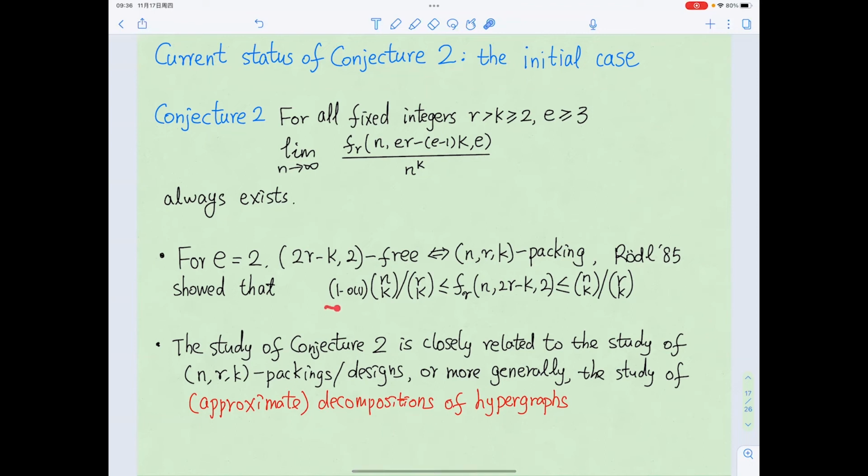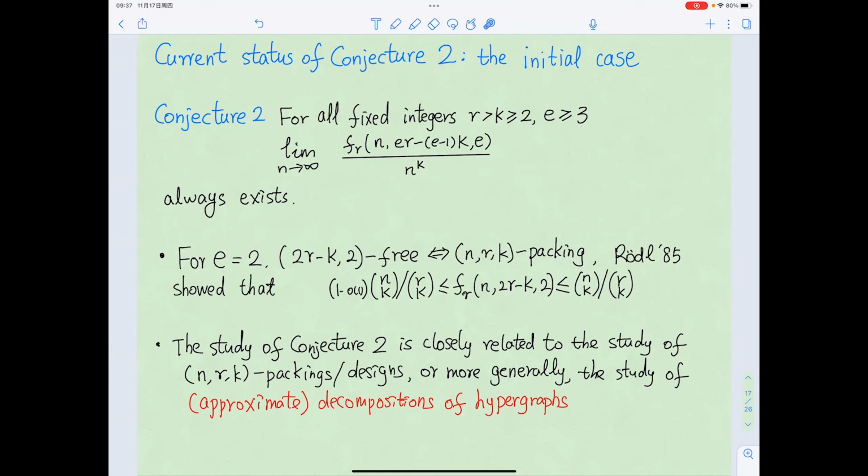Note that this is already asymptotically tight, because in an (n, r, k)-packing, as every k-subset can be contained in only one edge, the maximum cardinality of an (n, r, k)-packing is at most n choose k over r choose k. So basically, the result of Rödl determines the limit of this function for e equals 2.